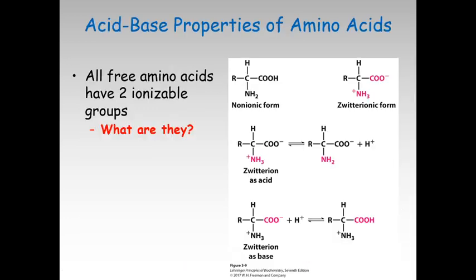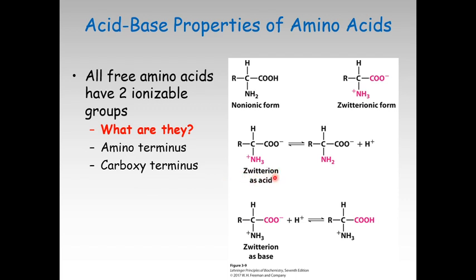The amino and carboxyl groups of amino acids, along with the ionizable R groups of some amino acids, function as weak acids and bases, right? So they have at least 2 ionizable groups. Now, what are they? As I said, the amino terminus and the carboxy terminus, right?